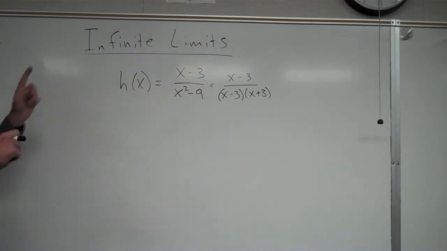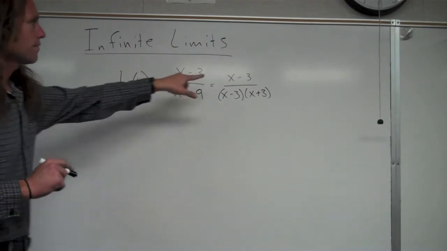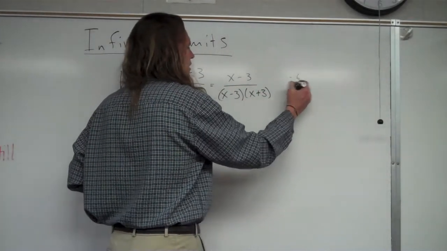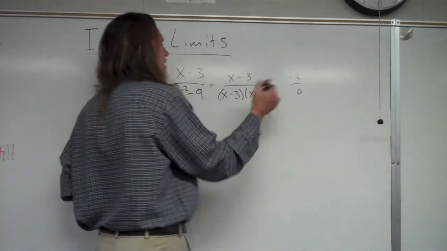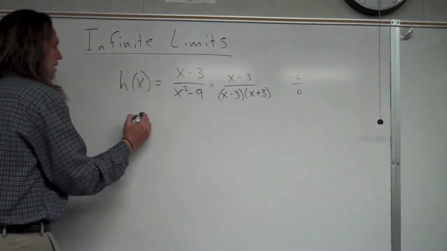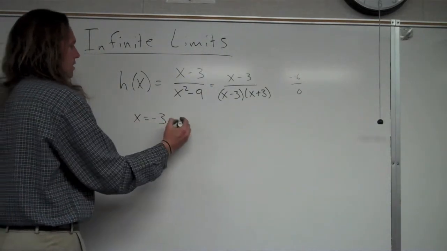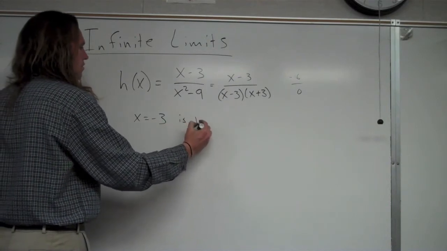Okay, now at x equals -3, if I plug -3 into the top, I would get -6. And if I plug -3 in the bottom, I would get 0. So at x equals -3, there is a vertical asymptote.